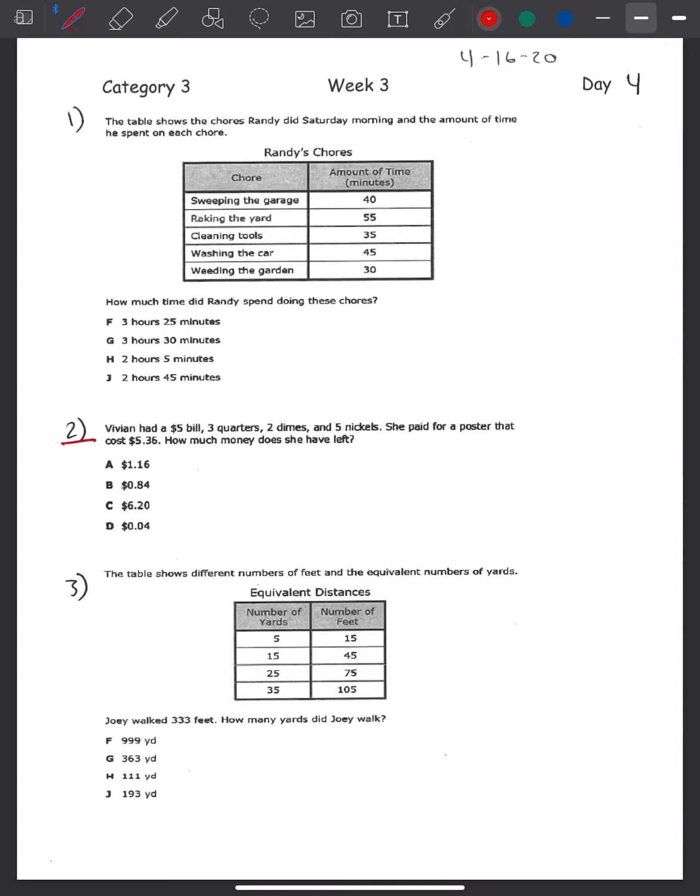So for number two, you're talking about money. Again, for money, all you got to do is find the total, and then look at what the question wants you to do with the total.